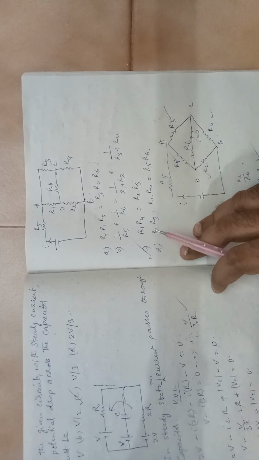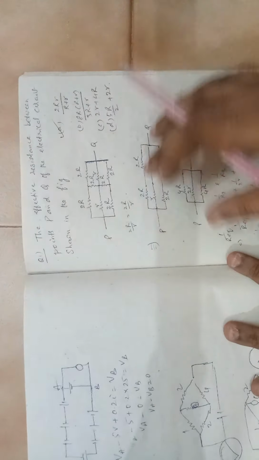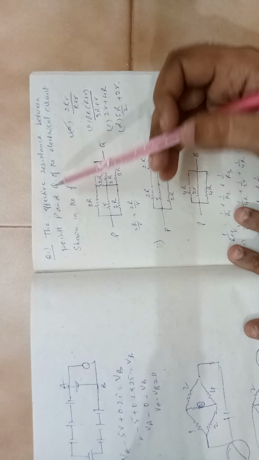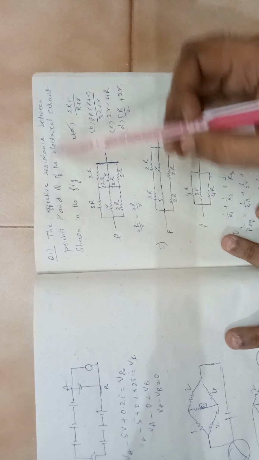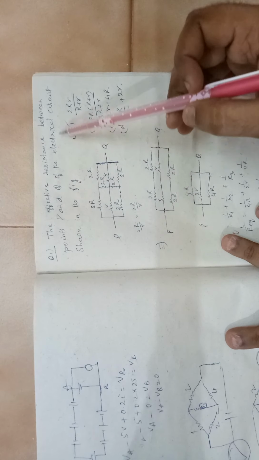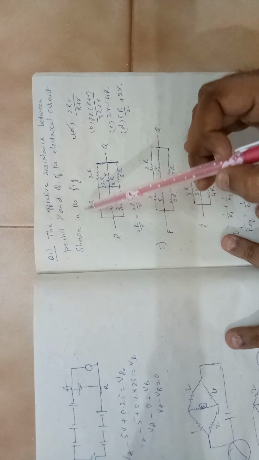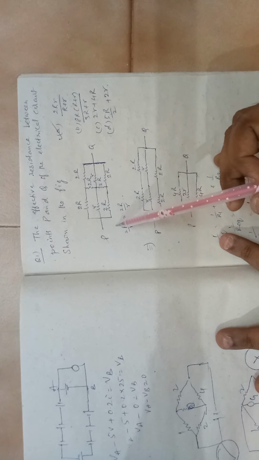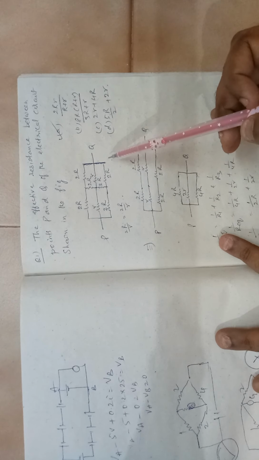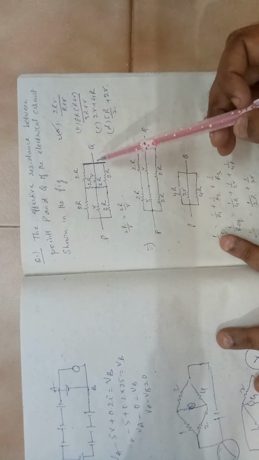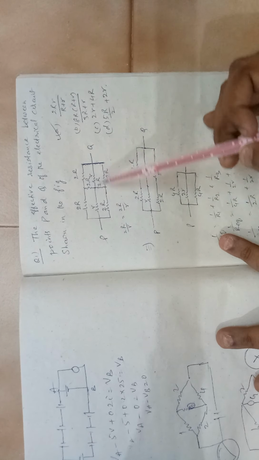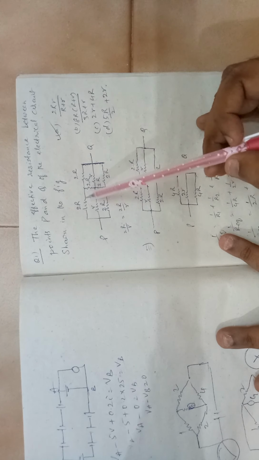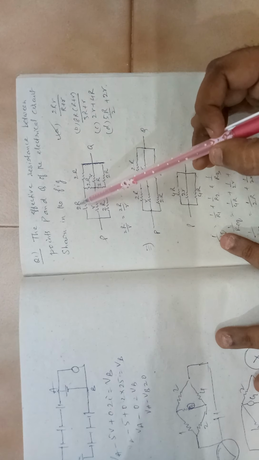Let us see some numericals. Question reads, the effective resistance between points P and Q of the electrical circuit shown in the figure. This is the figure. Now here, if you see, there is one upper loop and one bottom loop.